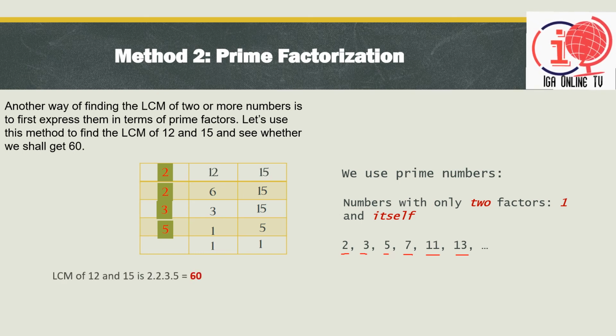Now, what is the LCM? To find the LCM here, we multiply all the prime numbers that we have found. That means we take 2 multiplied by 2 multiplied by 3 multiplied by 5. 2 times 2 is 4. 4 times 3 is 12. And 12 times 5 is 60. That is why you can use the first method or the second method. We always get the same answer.